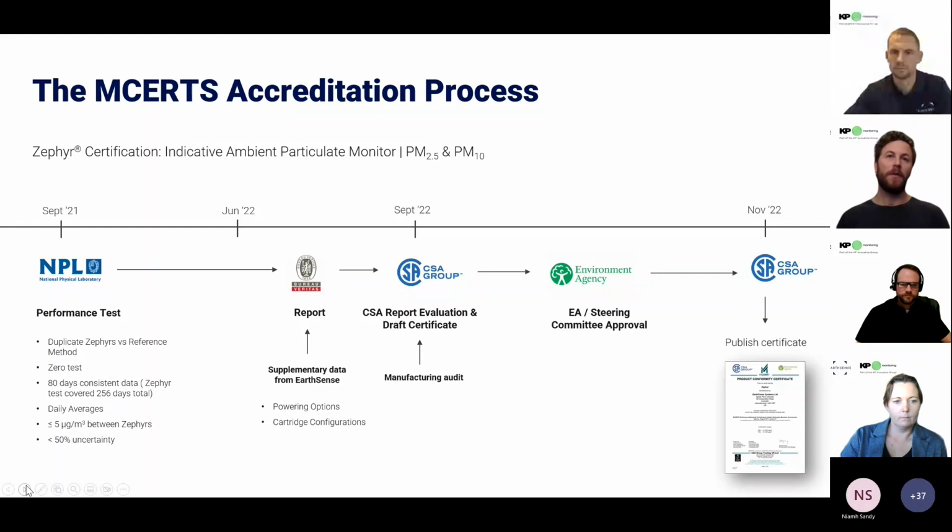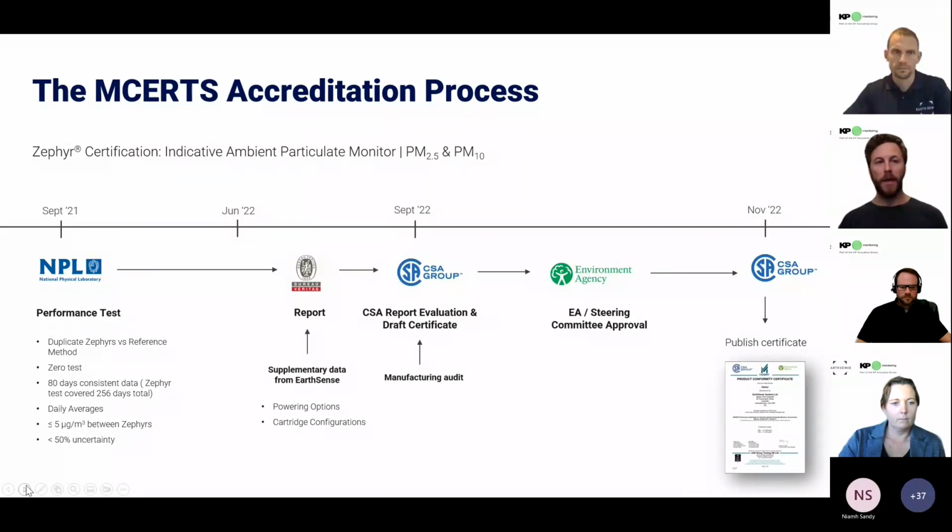We then ran a zero test to make sure that they're baselining correctly and there's no leakage or bad measurements at clean background levels. The test criteria is then standardly 80 days of consistent measurements. We ended up doing more measurements than that, but I'll come back to that. The assessment looks at daily averages. We also did look at hourly averages, but the assessment is on daily averages.